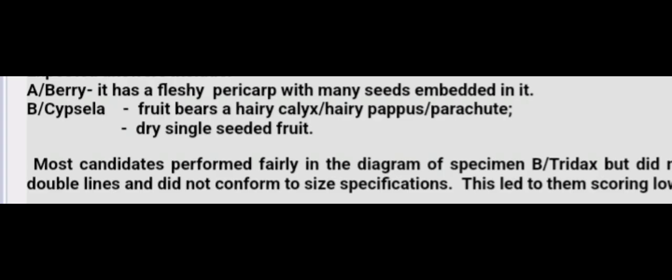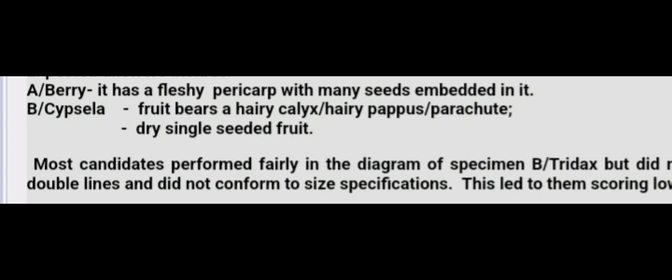All right. Remember what I said. If you are asked to classify something, you may also be asked, why are you classifying it that way? So it's berry because it has a fleshy pericarp with many seeds embedded in it, and that's tomato. Tridax is cypsela because the fruit bears a hairy calyx. That's hairy pappus, or the parachute is present, and you see that and know, oh, it's cypsela. And also has dry single-seeded fruits. Okay, so remember that, how to classify, and also give reason why you're classifying it that way.